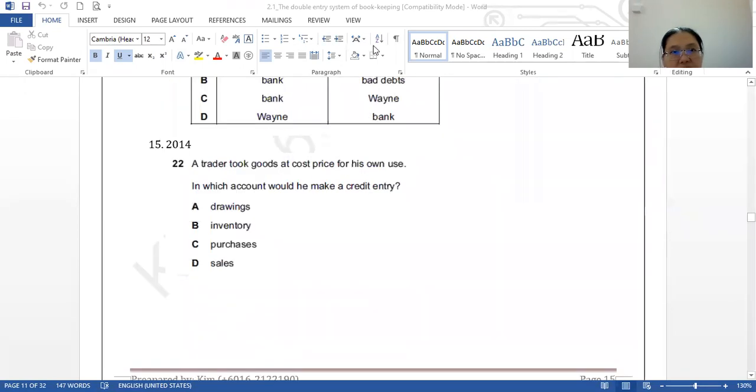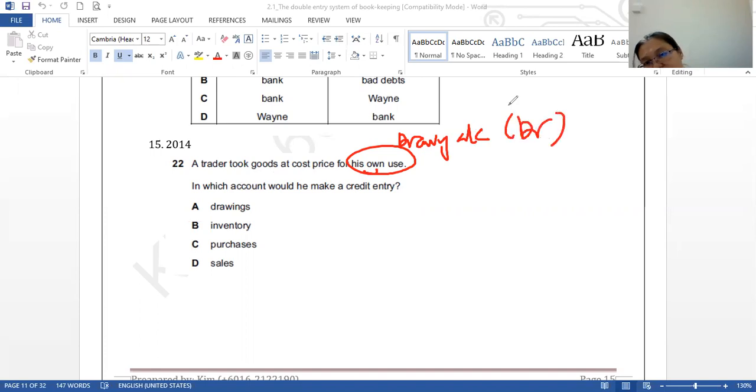Okay, question 15. A trader took goods at cost price for his own use. The moment own use is mentioned, it is a drawing account. In which account would he make a credit entry? Drawing account is always on the debit side. So goods are purchases. Here is the debit to drawings, so purchases must be credited.